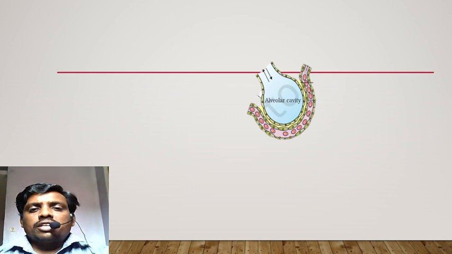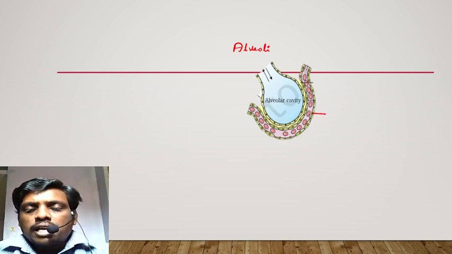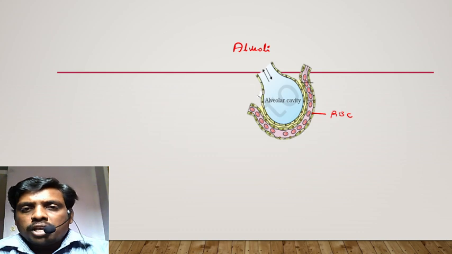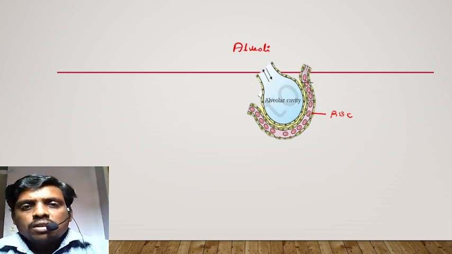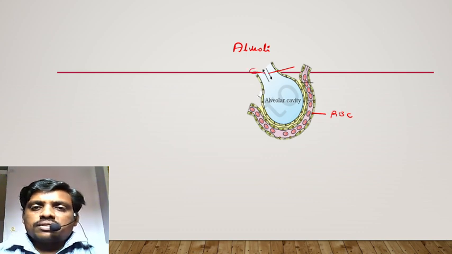If you see carefully, the diagram given here is the alveoli. You can see here this is a blood capillary. You can see here the RBC. This is the alveoli. You can see the endothelium here and the various associated structures of the alveoli. Now here you can see the arrow marks: this indicates inhalation of gas, this is exhalation of gas.